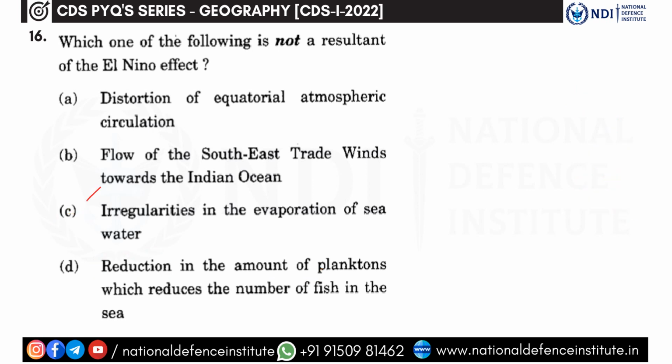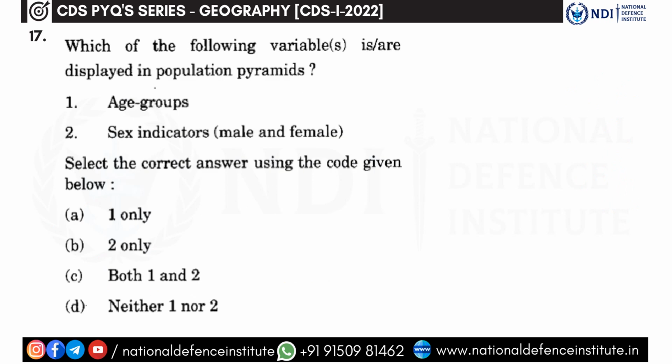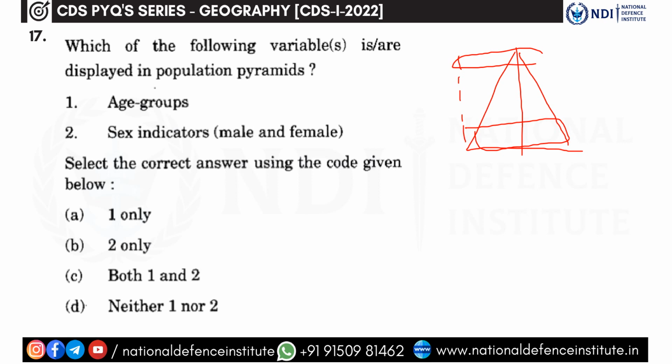Fine. Yes. Which of the following variables are displayed in population pyramids? See, a population pyramid is usually something like what we have, the age groups, and of course male female. So we will be having your age groups here, where you have a younger population, you will be having an old age population, male, female, of course. So it will be obviously both, we will be having age groups and sex indicators. Option is your C.